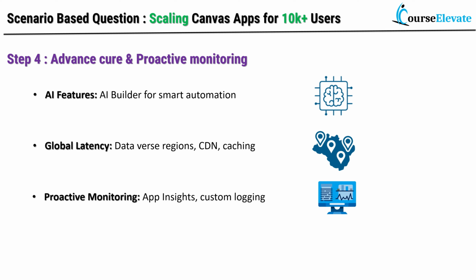Next is proactive monitoring. Third, we need proactive monitoring. This is like having a constant health check on our app. We would set up Azure Application Insights and implement custom logging. Instead of waiting for users to complain about slowness, these tools give us real dashboards and alerts, so we can fix issues before impacting a large number of users. And the last one is governance and DLP policy. Finally we implement strong governance through DLP policies. It helps in protecting sensitive data from external users.